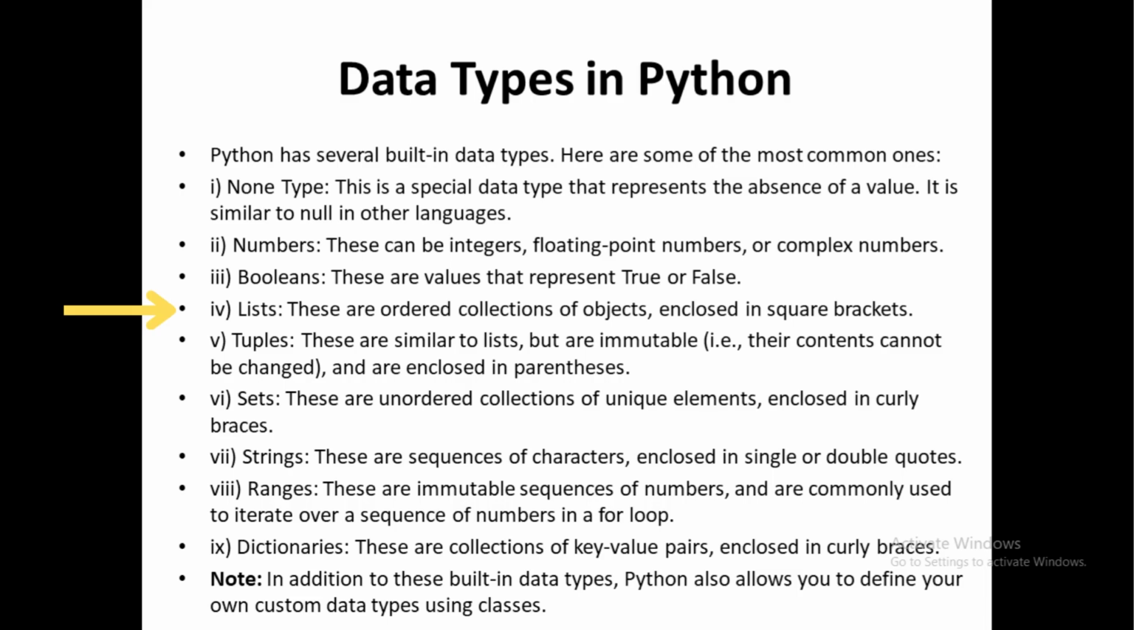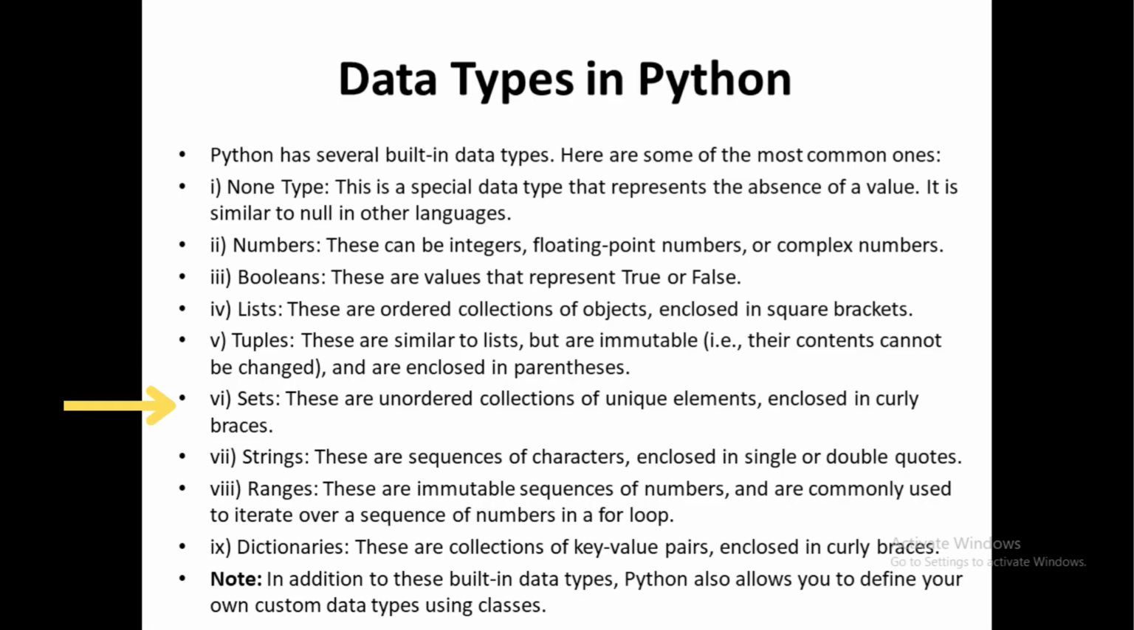And the fourth one is the list. A list is a collection of objects which is enclosed inside square brackets. After that, tuples are there. Tuples are also similar to lists, but they are immutable, which means the content of the tuples cannot be changed. They are enclosed inside parentheses.